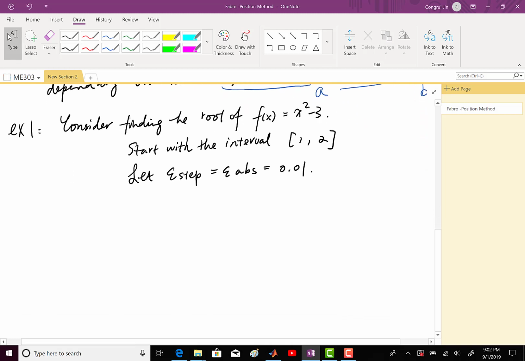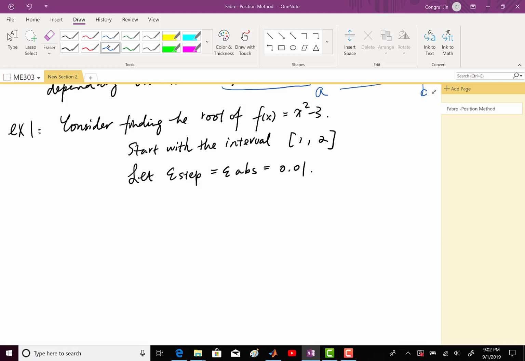Okay, so here is one example. Consider finding the root of f(x), which is equal to x squared minus 3. We start with the interval from 1 to 2, and we assume that the epsilon step is equal to epsilon ABS, and both of them are equal to 0.01. Remember that this is the same question we used as example 1 in the bisection method. By using the bisection method, we did 7 iterations before we reached a good approximation of the root. So let's see how many iterations we need by using the false position method.